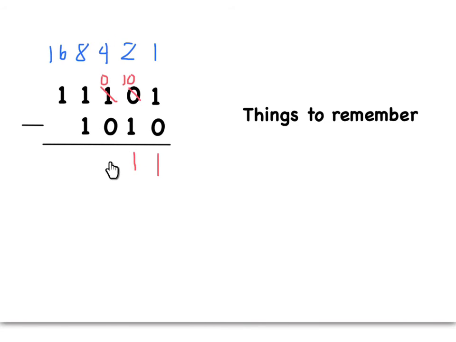Now let's look in our 4 place value. I have 0 4's, take away 0 4's, that's 0. Now let's look at the 8 place value. I have 8, take away 1 8, that leaves me with no 8's.